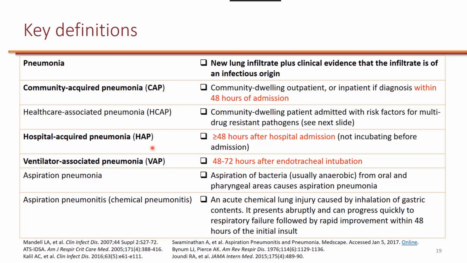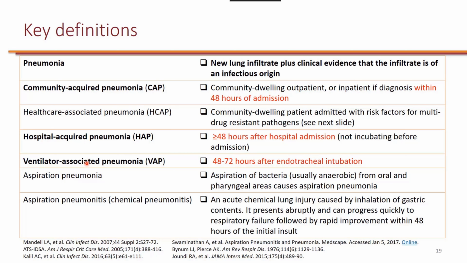Whereas when you look at hospital-acquired pneumonia, it occurs beyond the 48 hours. So if the pneumonia occurs after 48 hours of hospitalization, it means that the origin of the bacteria is from the hospital. It's unlikely to be from the community.